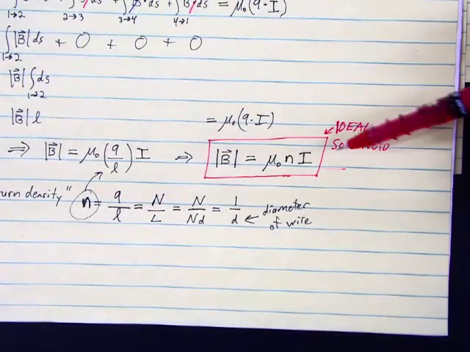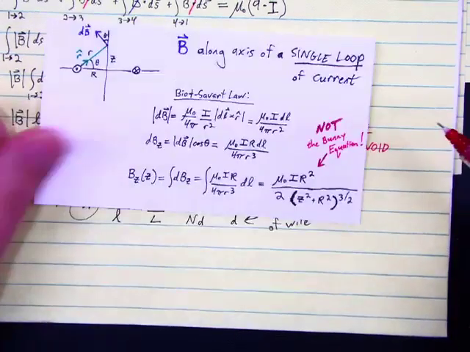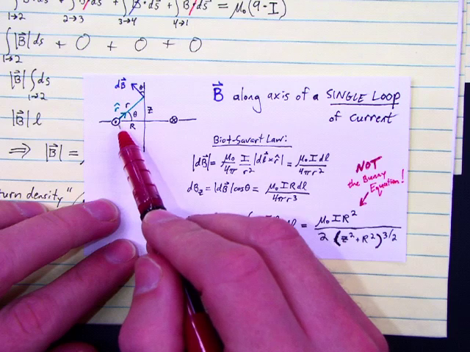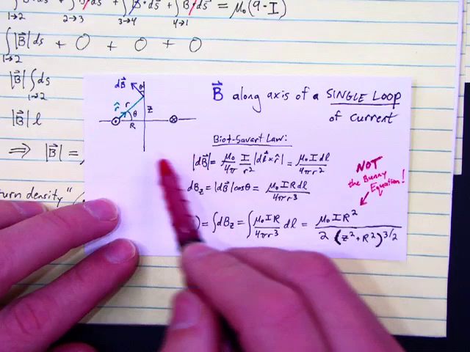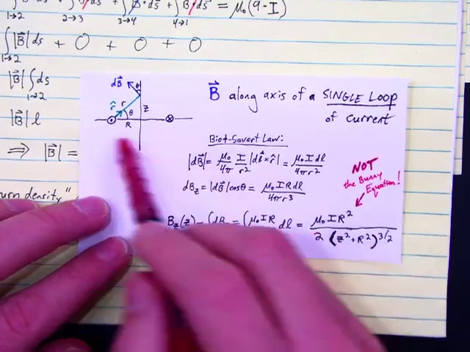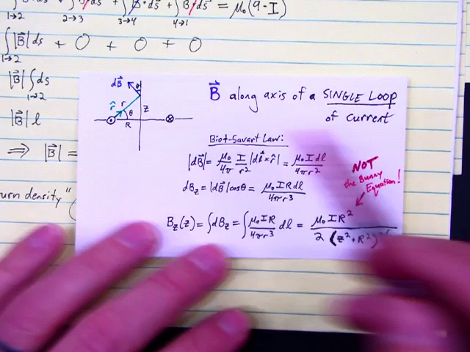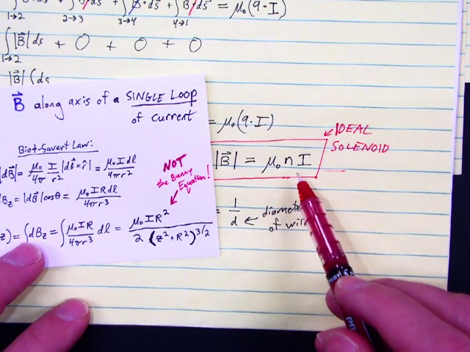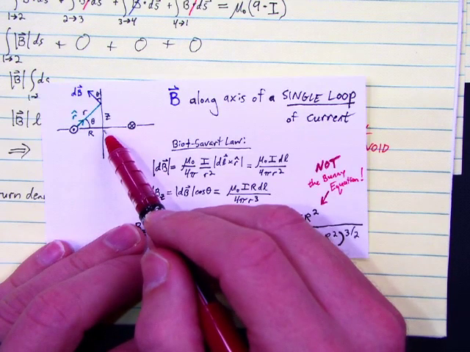So in particular, I want to warn you, by the way, this equation is commonly misused. This equation definitely does not apply if all you have is just a single loop of current, one loop like this. If you just got one loop, that is not an ideal solenoid at all. If you've got just one loop, this would not be able to give you an accurate expression for the magnetic field at the center of that one loop.